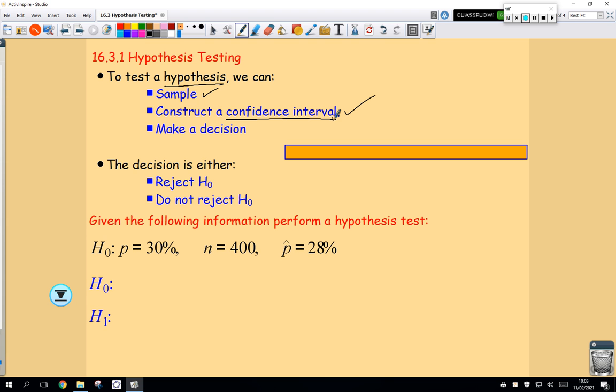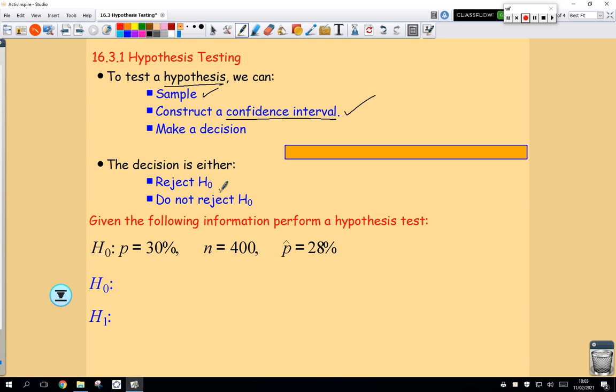And the decision is going to be one of two things. You're either going to reject the null hypothesis, reject the claim, or do not reject the claim. Those are your decisions. There's no other decision.